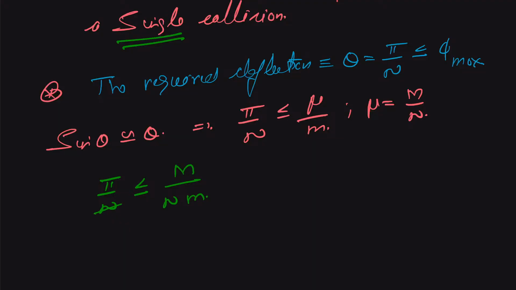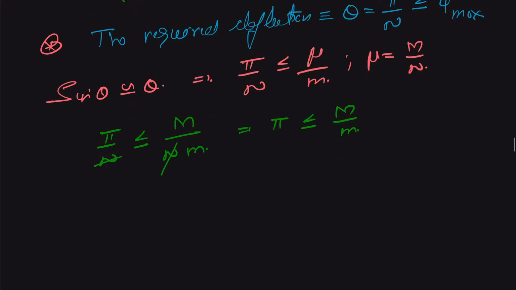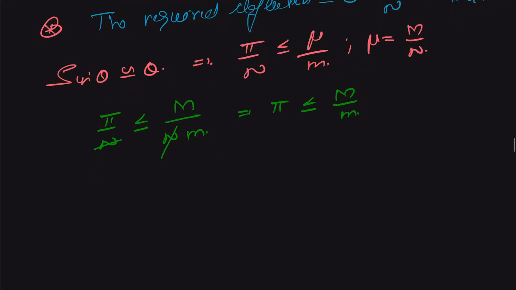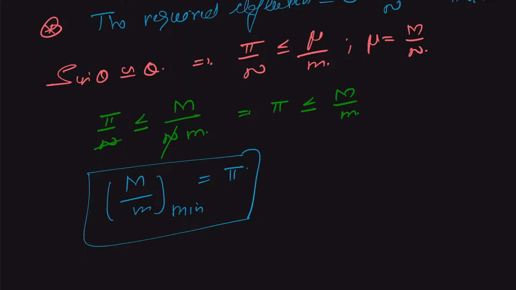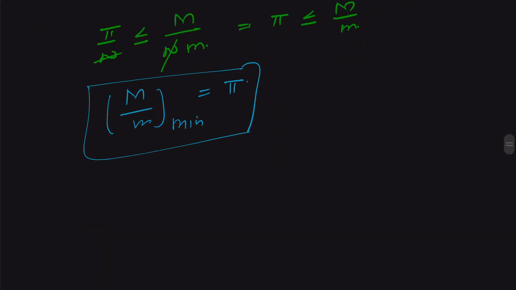And this n and n goes away. Therefore from here we can say that pi is less than or equal to capital M upon small m, and we are supposed to find out the minimum. Therefore we can say that capital M upon small m, its minimum is equal to pi. That is our part 1. And in part 2 we are going to find out the final speed ratio.